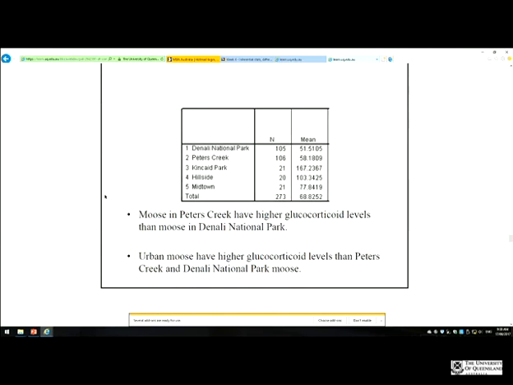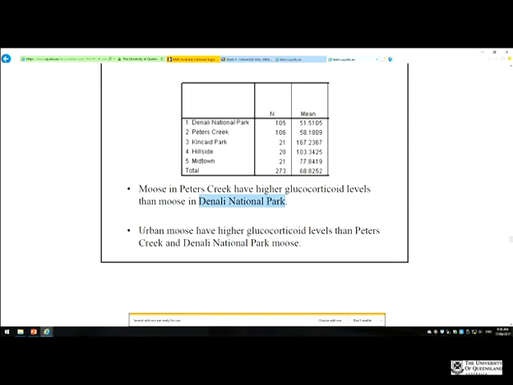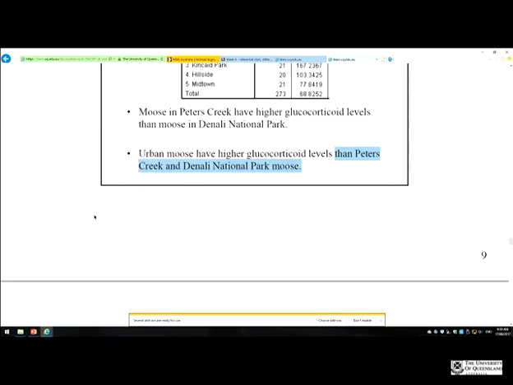And then in analysing them, and they looked at those stress hormone levels, you could see that they did find that the ones with the snowmobile use had higher stress levels than the ones in the national park, and that the urban moose had higher levels than the non-urban moose. But then the calculations that you're going to do go into a little bit more detail about, so there is a difference, but what does that difference mean? How significant is that difference? And that's going to be really important.